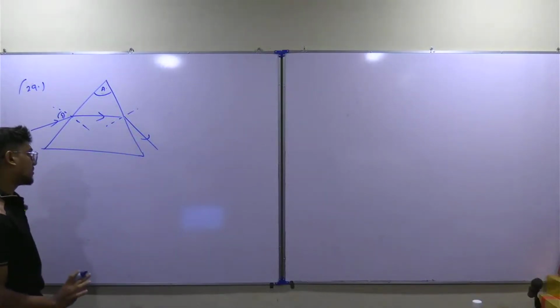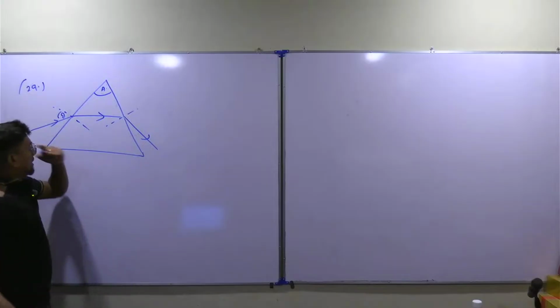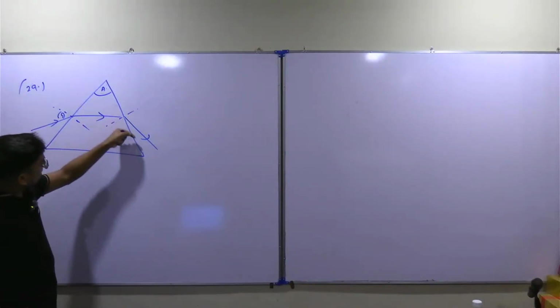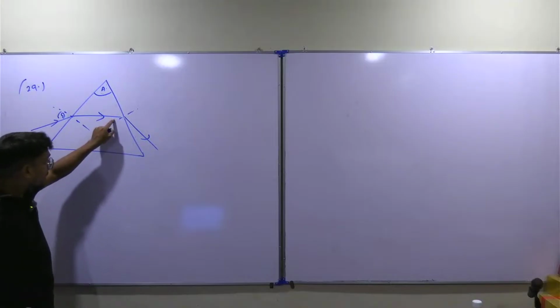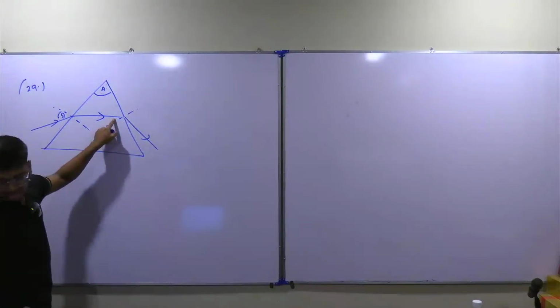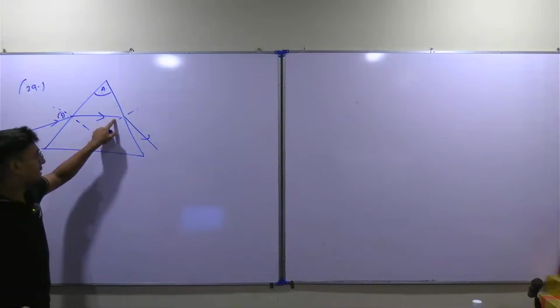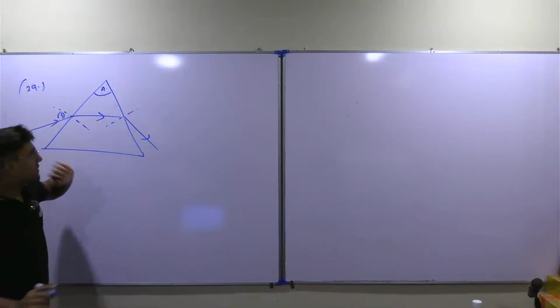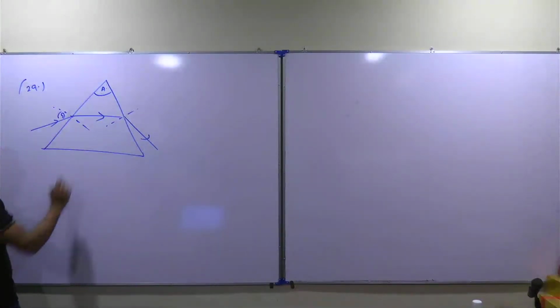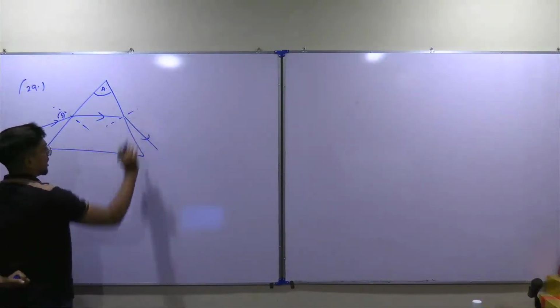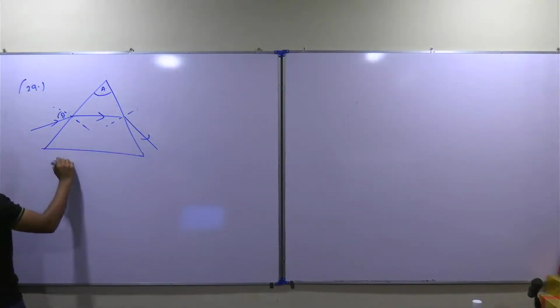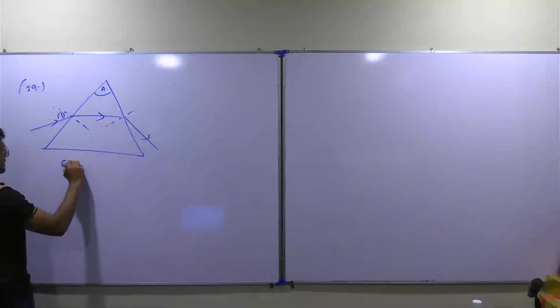If the ray doesn't emerge or doesn't refract through this surface, that means at this point the angle of incidence is greater than or equal to the critical angle. That's why the ray doesn't come out of the surface. So first I am going to find the critical angle for the glass-air interface. Here you have glass, there you have air. Critical angle.